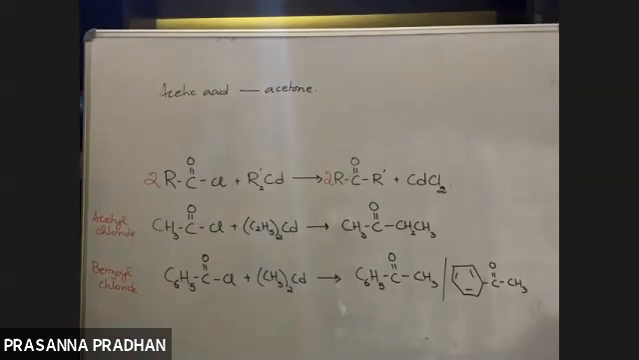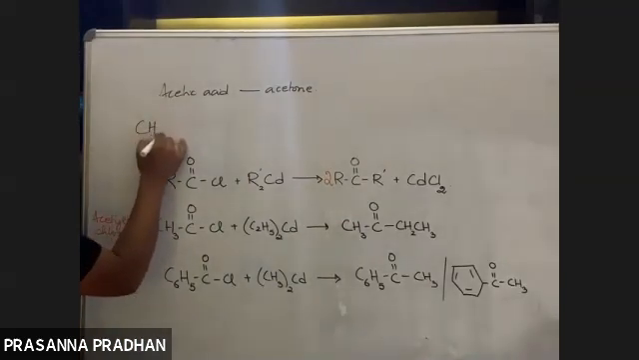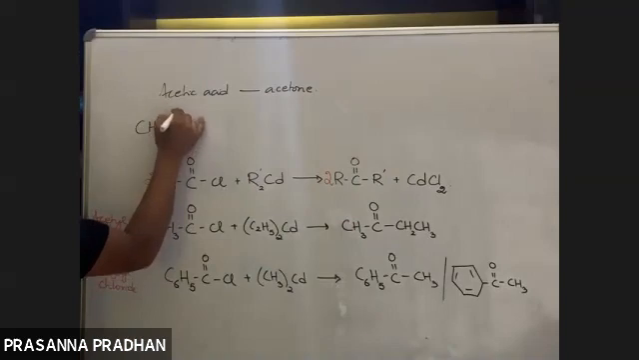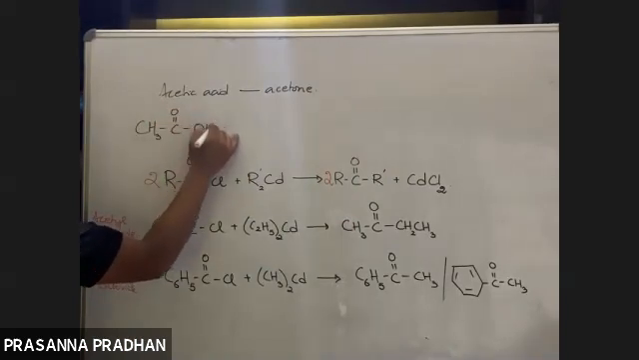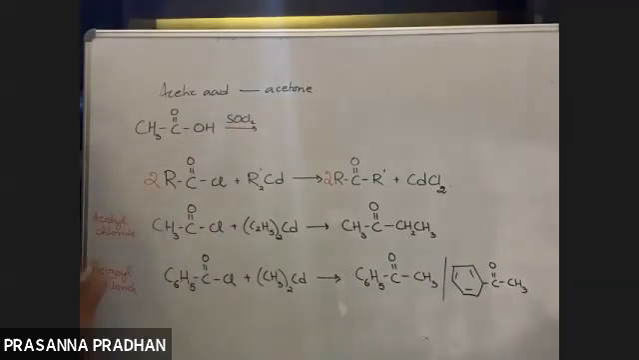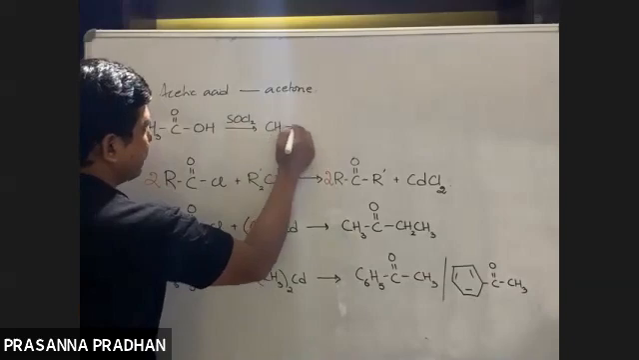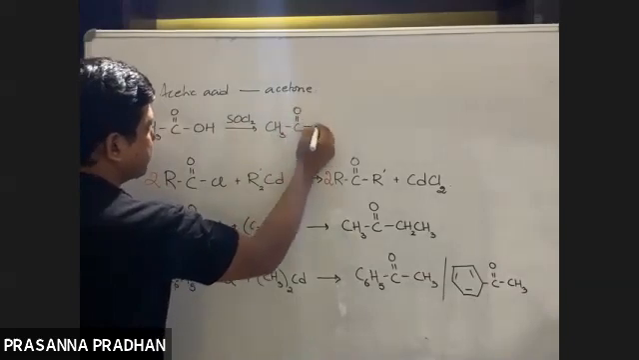Okay, acetic acid to acetone. So it's an indirect question. So what will be my process? First, I'm going to convert this carboxylic acid to the corresponding acid chloride. The reagent is SOCl2. So what do I get? CH3COOH will be replaced by Cl.